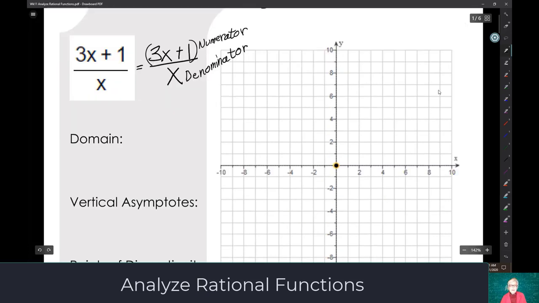That is, the first question for analyzing is almost always, what is the domain? And for rational functions, that means find out what the domain cannot be. And the one truth that remains the same always is that the denominator can never equal zero. Very important, denominator cannot equal zero.